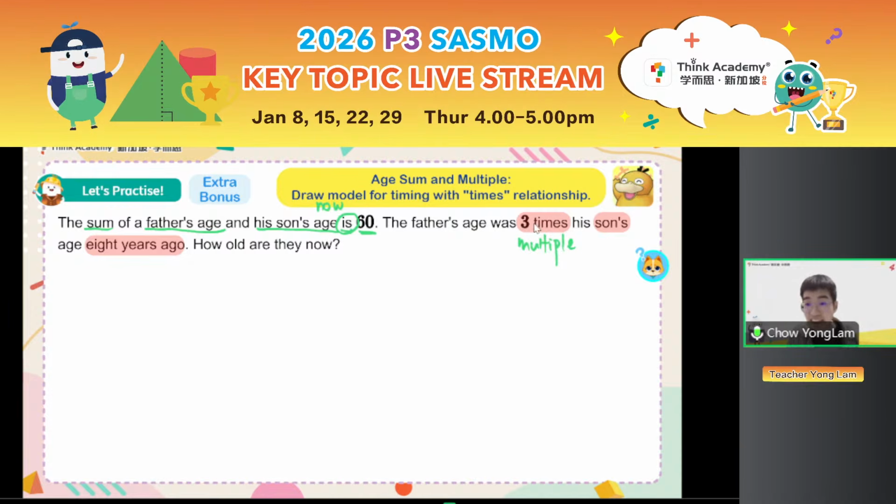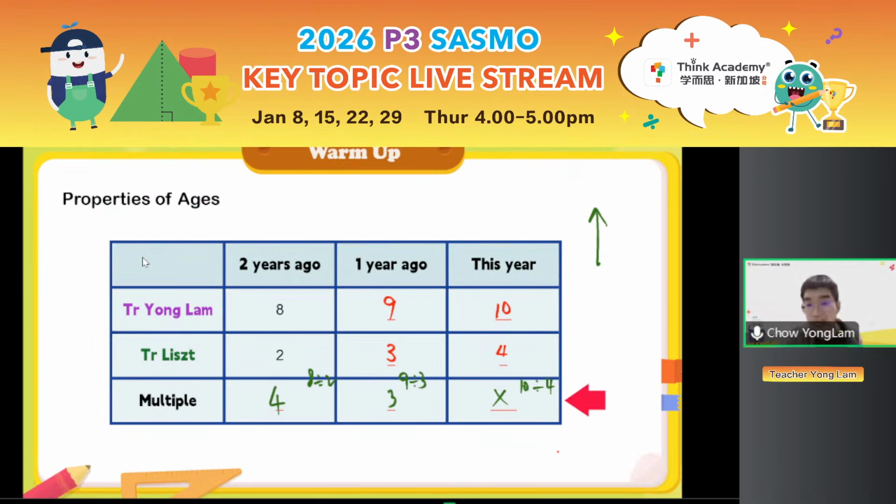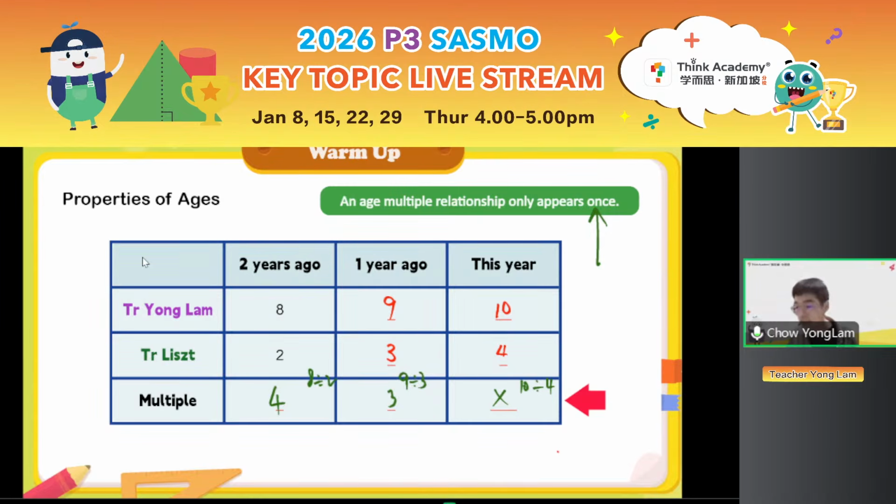So there's a 3 times here. So let's draw a 3 times relationship first. But does that mean now the age is 3 times? Can I just be like, oh, I know 3 times, 1 time, the sum is 60? No, because the 3 times relationship is only at 8 years ago. 8 years ago, 3 times. Does that mean now is also 3 times? No, it's not. Remember, I said the age multiple relationship only appears once.